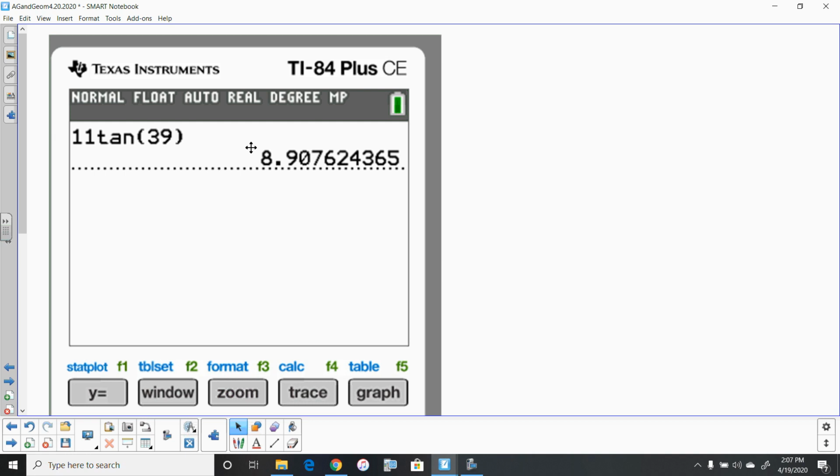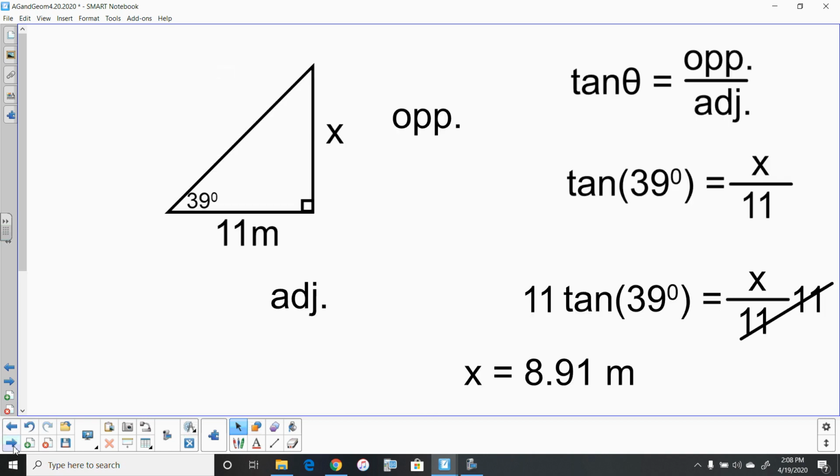We have to make sure the calculator is in degree mode, which it is here. And I can just type in 11 and 39. I know you're probably saying, well, isn't that just 8.9? And typically, it's better to round it to two decimal places, to be a little bit more precise. We get x equals 8.91. Our units in this problem are meters, so we can tack on meters there.